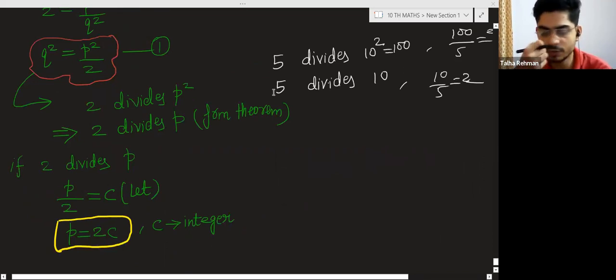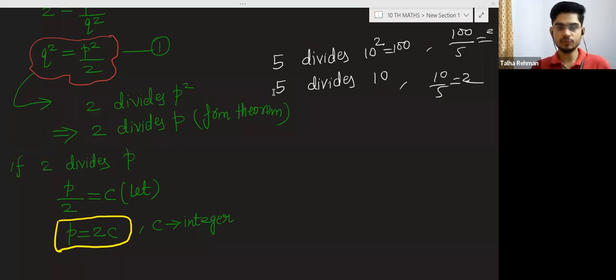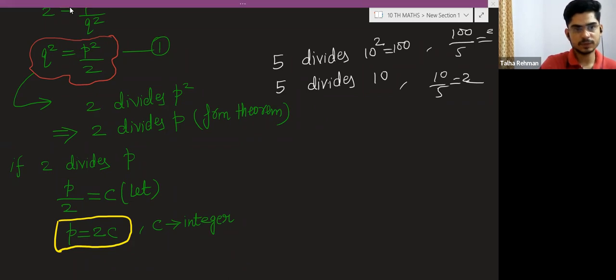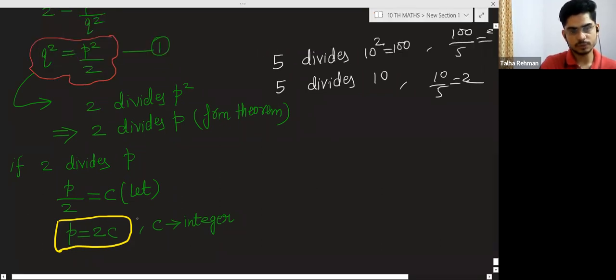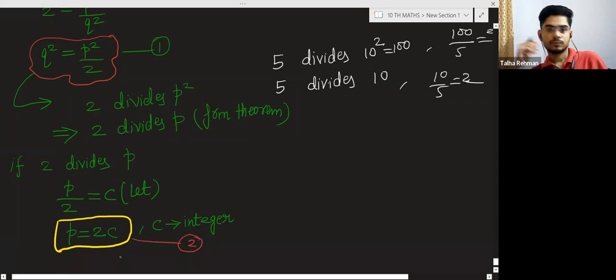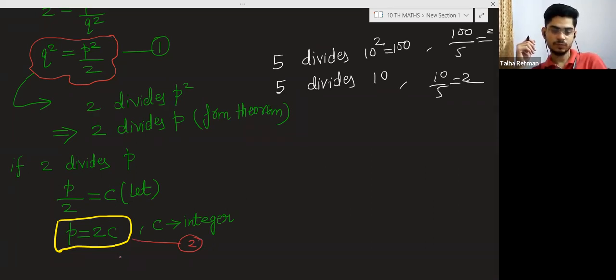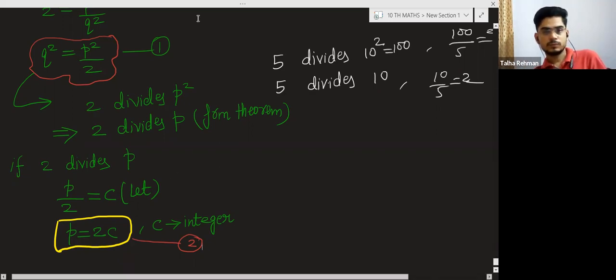Now we have p equal to 2c. P equal to 2c, and c is an integer. C is an integer. So you can consider this as equation number 2. Equation number 2. When completed, please tell me.